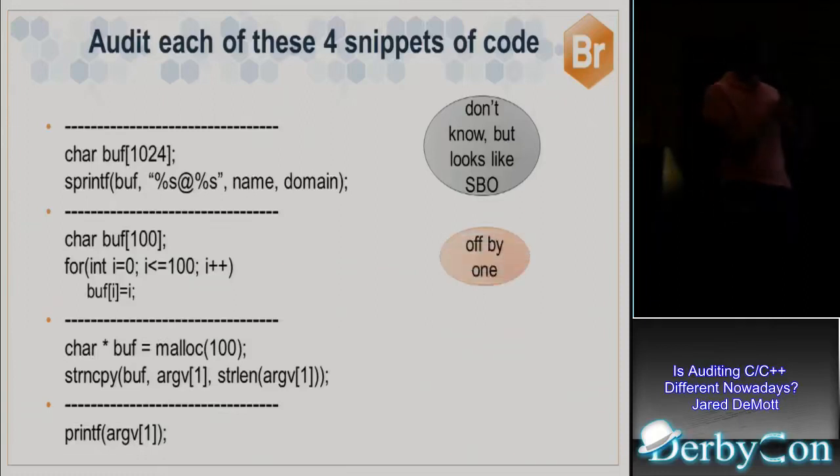Okay, so the next one, I already put the answer up, is the next 3 lines is what's called an off by 1.